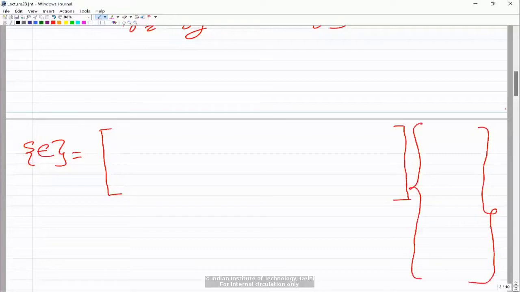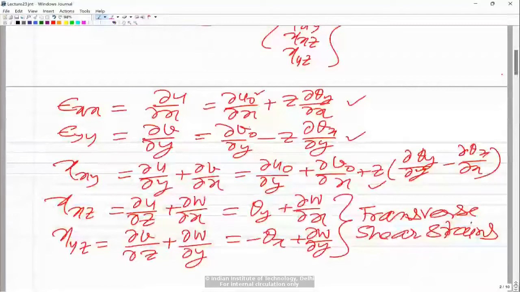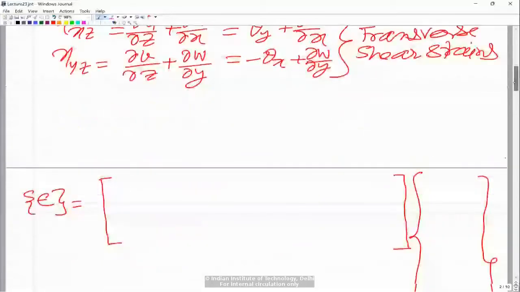In epsilon xx, epsilon yy, and gamma xy, I'm going to write first the terms which are independent of z. Then you have these curvatures: del theta y by del x, del theta x by del y, and similarly del theta y by del y minus del theta x by del x. These are the curvature terms, and they come with the z. So I'm going to separate them out, and put the transverse shear strains at the end.